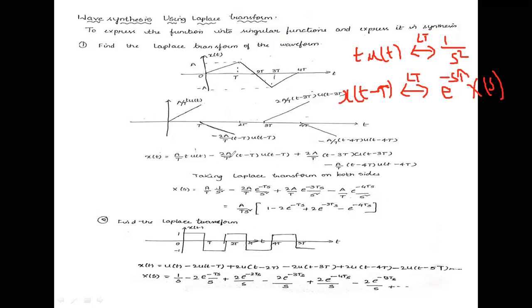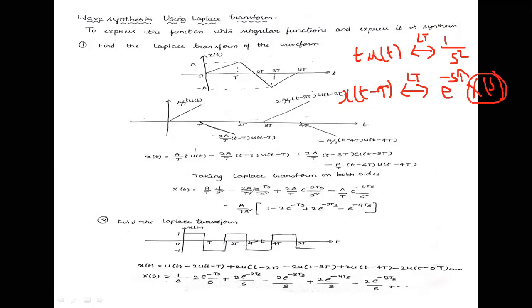Ramp. So see here, minus 2a by t is a constant, and I wrote the 1 by s square because of x of s, but it is shifted with t samples, e power minus s into capital T. And the third term, take the 2a by t, 1 by s square I wrote, because it is the ramp function only, but it is shifted with 3t samples, so e power minus 3t into s. Minus a by t, and again here also the ramp function. First you apply the Laplace transformation for the ramp, 1 by s square, and that ramp is shifted with 4t samples, so it is multiplied with the negative exponential, e power minus 4t into s. Got it?